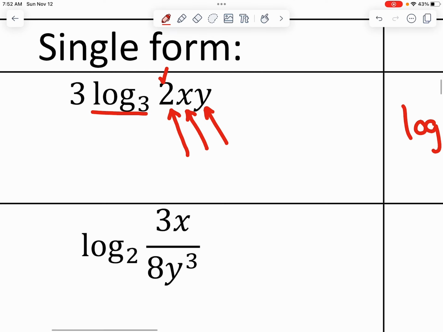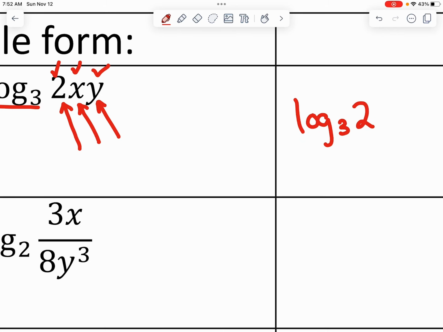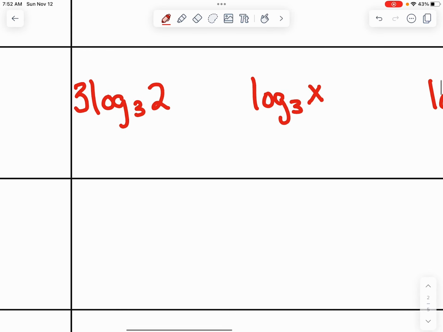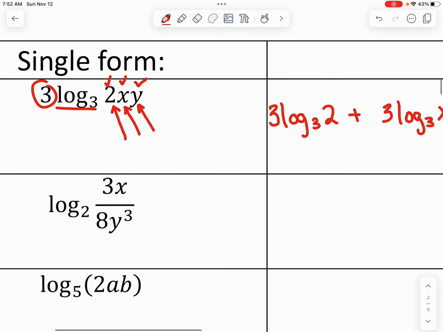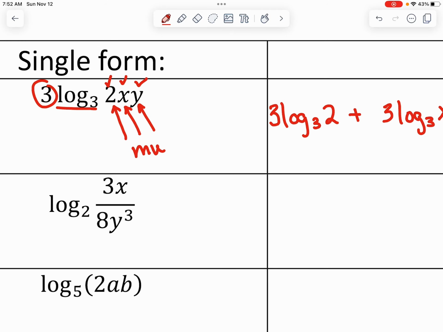Now let's go ahead. So I've taken care of this, and this. I have my log base 3. Every single one of them is going to have an exponent of 3, a coefficient of 3 in the front. And it was all multiplication, so they're all addition. So because this was multiplication, over here they all become addition.